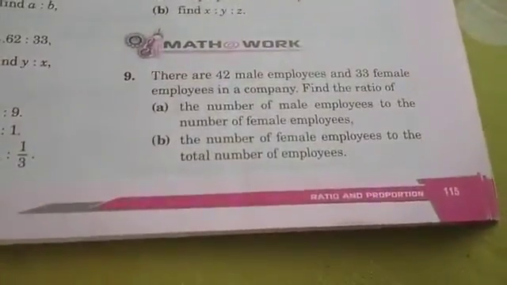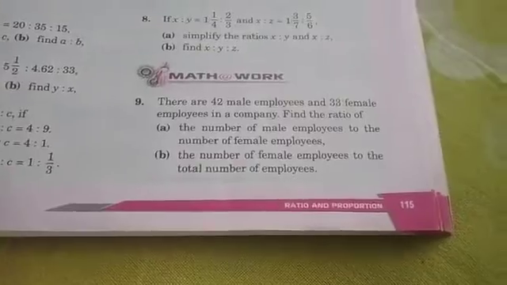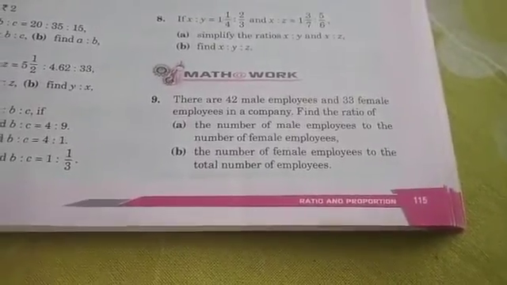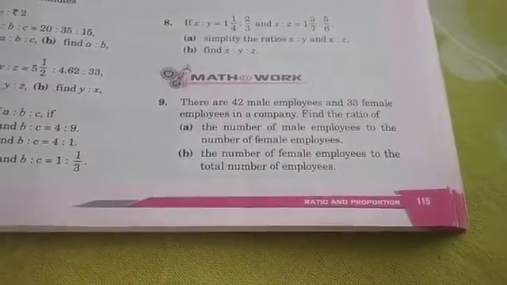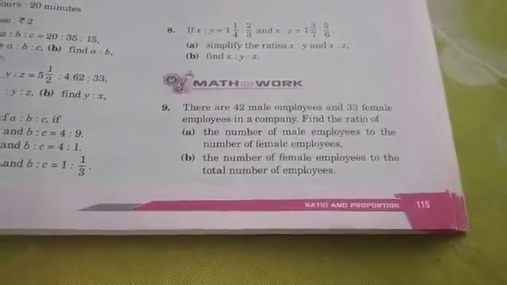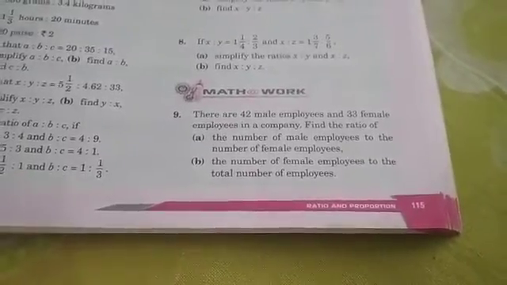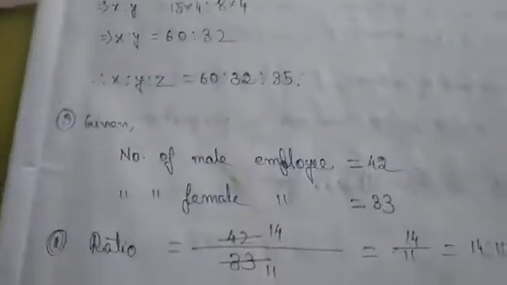The last one is our word problem. There are 42 male employees and 33 female employees in a company. Find the ratio of the number of male employees to the number of female employees, and the second one is the number of female employees to the total number of employees. So here the total number of employees is 42 male employees and 33 female employees. After adding, it is 75 employees in total.